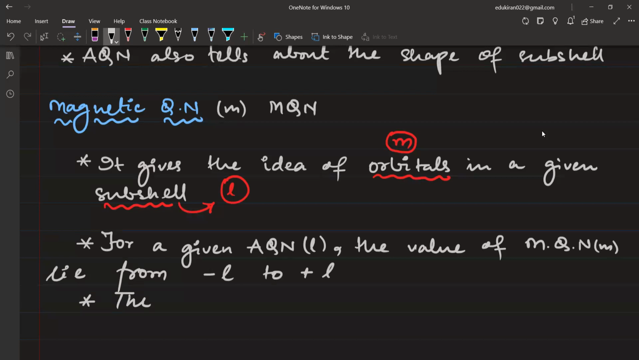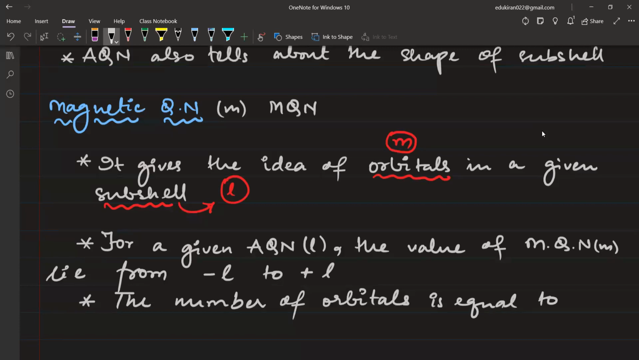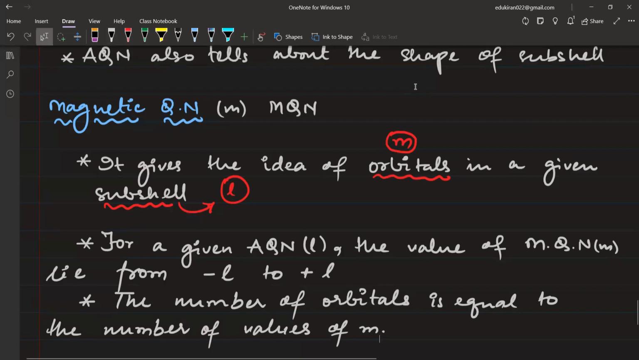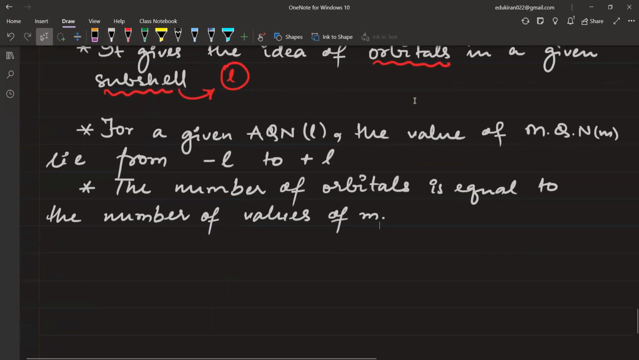The number of orbitals is equal to, not the magnetic quantum number, but the number of values of magnetic quantum number, that is, the number of values of M. Please write these things down, then I will explain. Let me know once you're done.